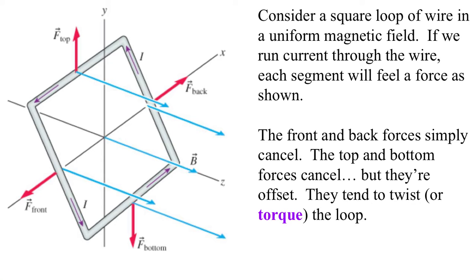Consider a square loop of wire in a uniform magnetic field. If we run current through the wire, each segment will feel a force as shown. The front and back forces simply cancel, the top and bottom forces cancel, but they're offset, so they'll tend to twist or torque the loop.